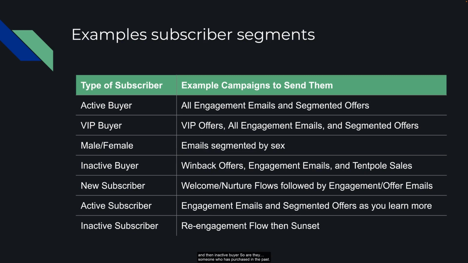And then inactive buyer, so are they someone who's purchased in the past, but could be likely to re-engage and repurchase? And then there's new subscribers, active subscribers, inactive subscribers, and what are all the different ways that you can send them campaigns or automated emails based on these different aspects to engage them and move them towards another purchase and engage further with your brand.